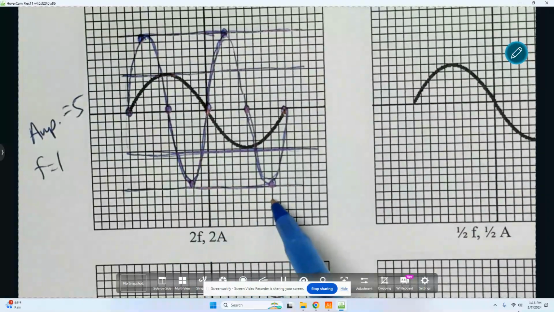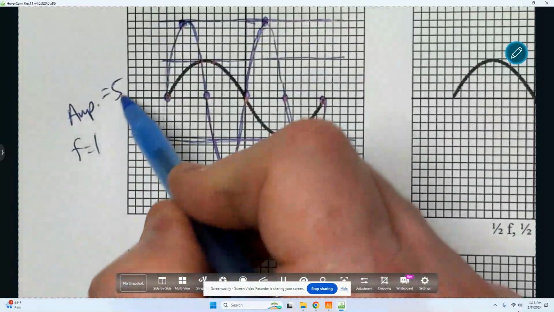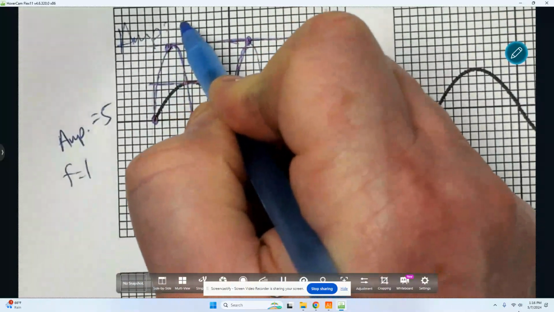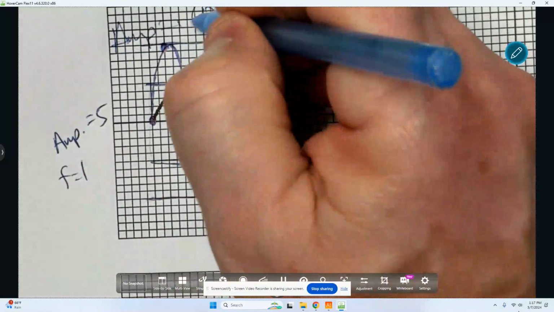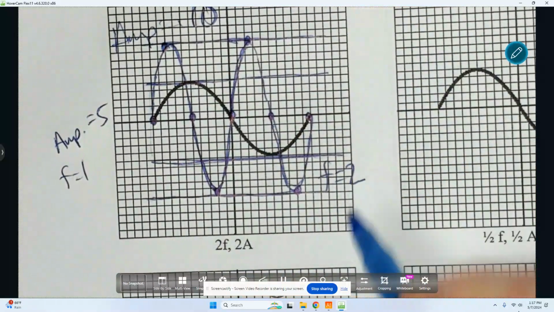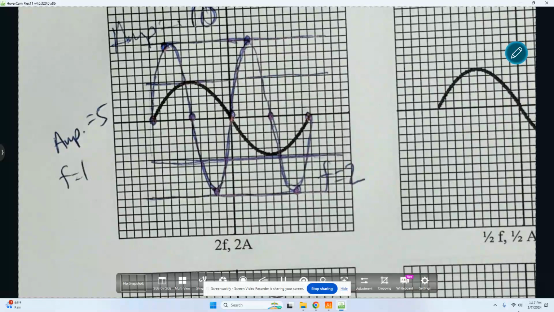Twice the frequency, twice the amplitude. I might say that the new one has an amplitude of 10, and the frequency of 2. So it's twice as frequent with twice the amplitude.